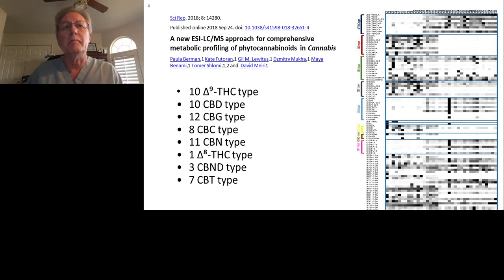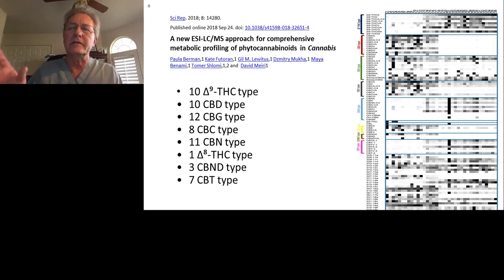In this heat map, the LC-MS concentrations of 36 cannabis cultivars, not strains, but cultivars, are presented from work out of David Meiri's lab in the Department of Biology at Technion, Israel Institute of Technology. And what we're looking at is how many other types of phytocannabinoids are involved in a whole plant extract.